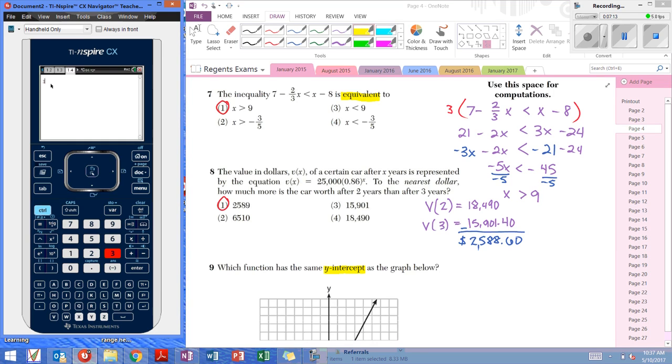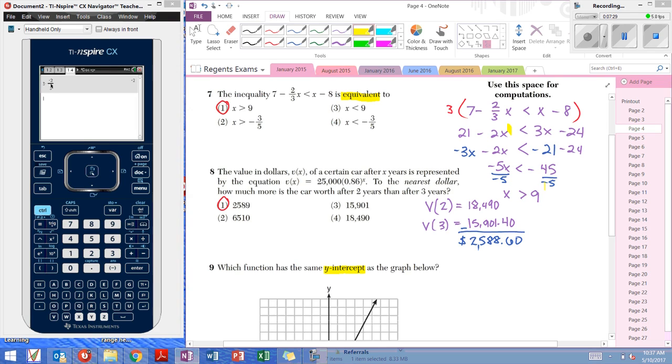So you could have just done 3 times that, what is it, negative 2/3 was my fraction term. Oops, what did I do? Negative 2/3. And then hit enter. That's where I got this negative 2x from.